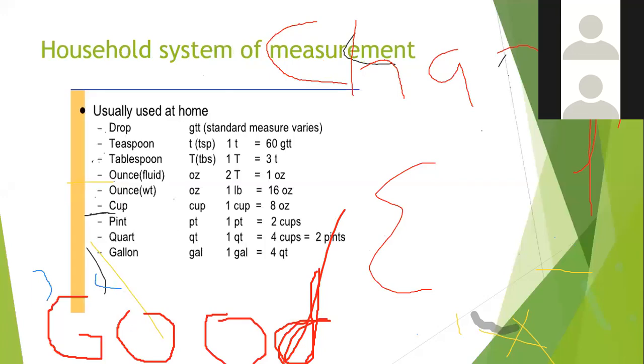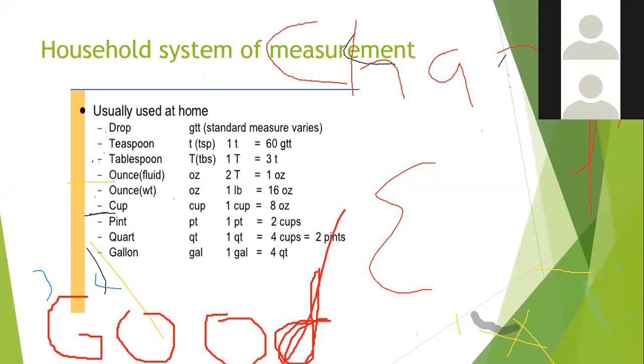And that will take us to the household system of measurement. Like I've said, it is usually used at home. It is used for volume. When you are discharging your patient home, you can tell them, okay, you measure this drug in tablespoon, or you measure this drug in teaspoon. We are used to drop, which we normally abbreviate as GTT, that is drop.